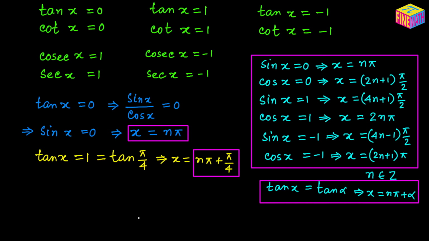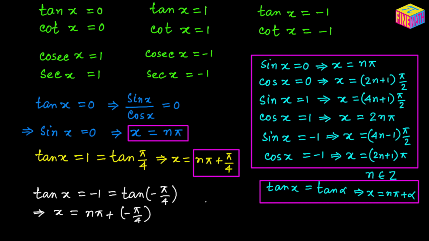Now let's talk about tangent of x equals negative 1. Can this be written as tangent of negative pi over 4? We know that tangent of negative pi over 4 will be a negative value, and it will be negative tangent of pi over 4, which is negative 1. So negative 1 can be written as tangent of negative pi over 4. And here again, if we assume that this negative pi over 4 is alpha, then tangent of x equals tangent of alpha gives us the general solution like this. It will be x equals n times pi plus the angle, which is negative pi over 4, and this can be written as n times pi minus pi over 4, and that is the general solution.